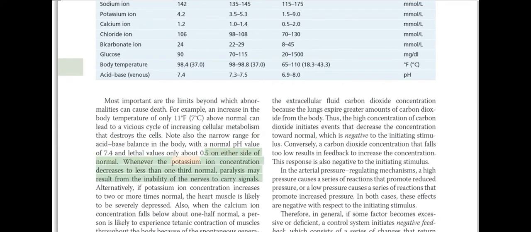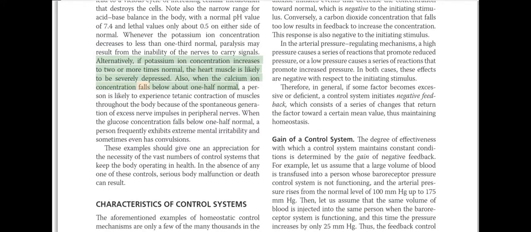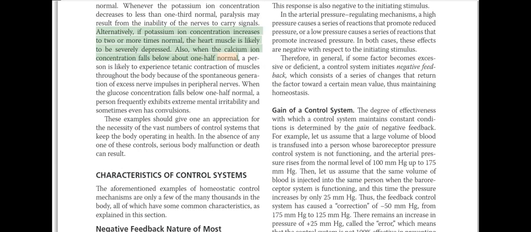Whenever the potassium ion concentration decreases to less than 1/3 normal, paralysis may result from the inability of the nerves to carry signals. Alternatively, if potassium ion concentration increases to 2 or more times normal, the heart muscle is likely to be severely depressed. Also, when the calcium ion concentration falls below about 1/2 normal, a person is likely to experience tetanic contraction of muscles throughout the body because of the spontaneous generation of excess nerve impulses in peripheral nerves.